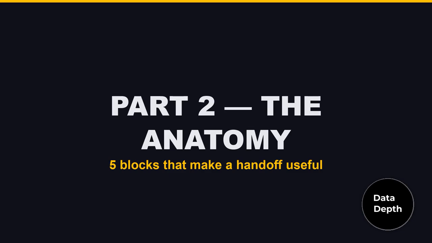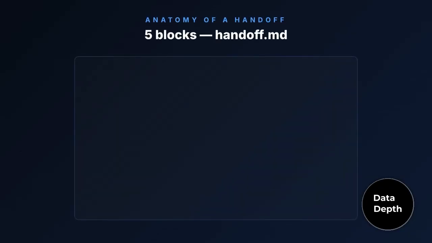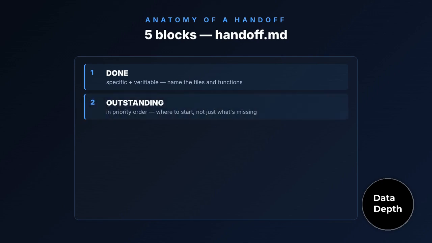Part 2, anatomy. Most handoffs fail because they're just a summary. A summary tells you what happened. A good handoff tells the next session what to do. 5 blocks. Block 1. What's done, specific and verifiable, not "we worked on off," but "login endpoint done and tested, tokens stored, refresh not started." Block 2. What's outstanding, in priority order, so the next session knows where to start, not just what's missing.